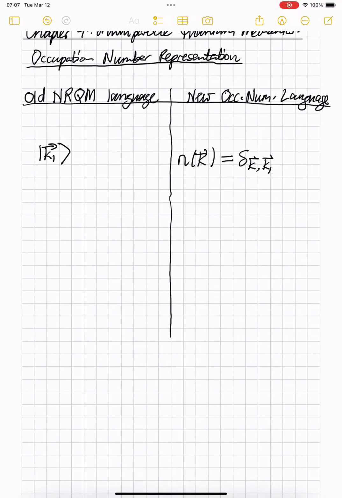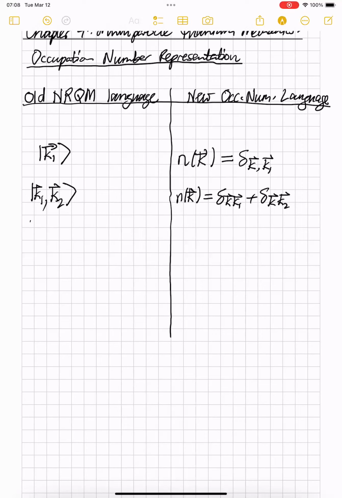Okay, now let's look at a two-particle state. So perhaps our first particle has a momentum k1, our second a momentum k2. The occupation number function that would correspond to that, even though I've got two particles, is still just a single function of three variables. And it looks like delta of k, k1, plus delta of k, k2. Two delta functions because there are two particles.